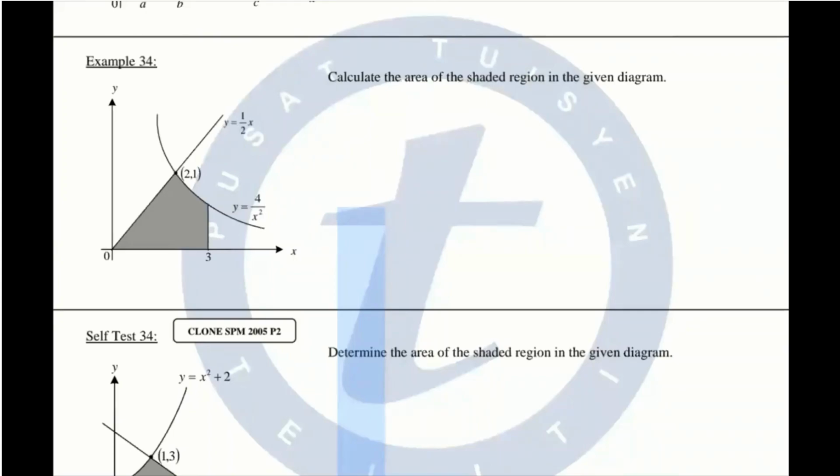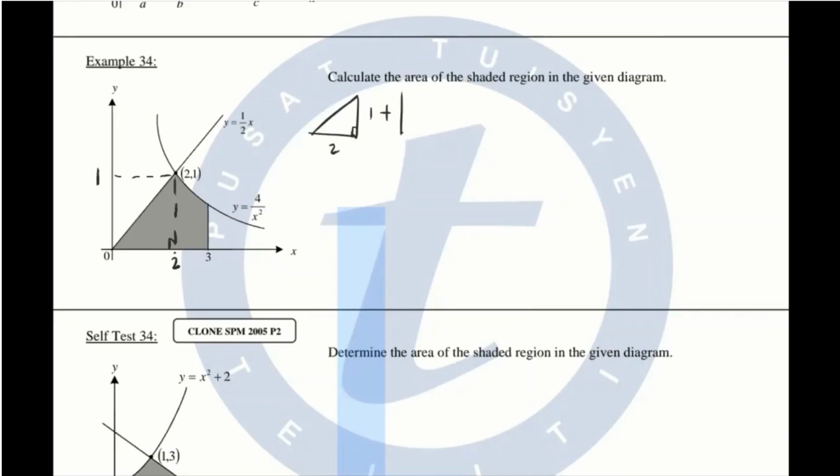So one example, example 34. Okay, you can see this is a straight line. This is 2, this is 1. So the one on the left will be the area of a triangle. I'll just draw this triangle for you. You can see the base is 2, the height is 1.